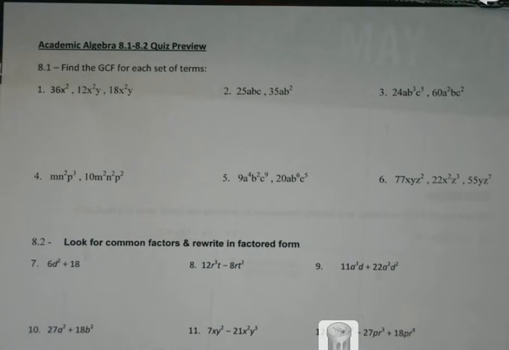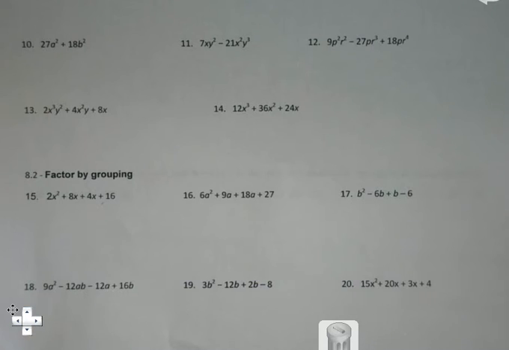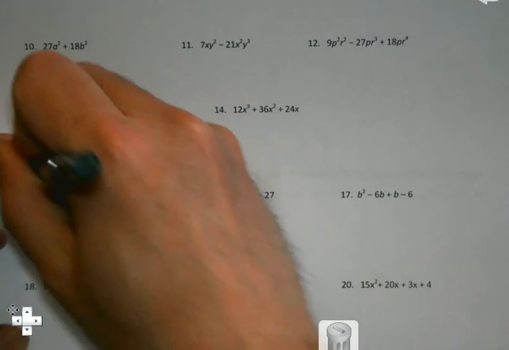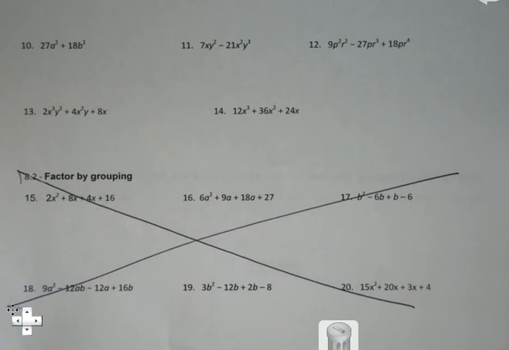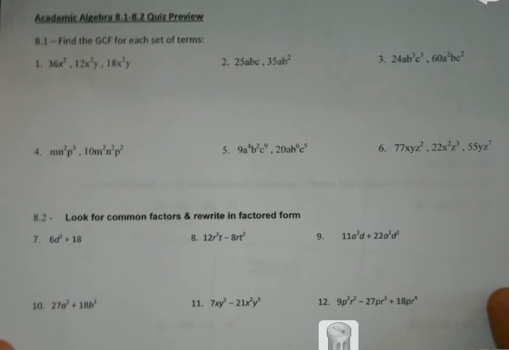So we are prepping for our greatest common factor and factoring quiz tomorrow. First thing we are going to do, head down to the bottom of the front page. Numbers 15 through 20 on the front of your quiz preview. We have not done this yet, so give that the big ol' X. We'll deal with those at a different time.